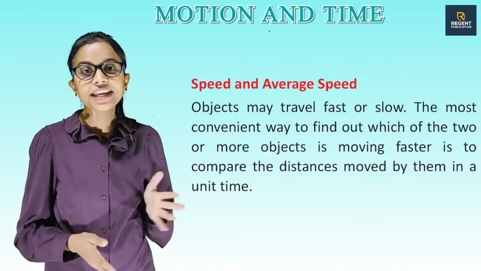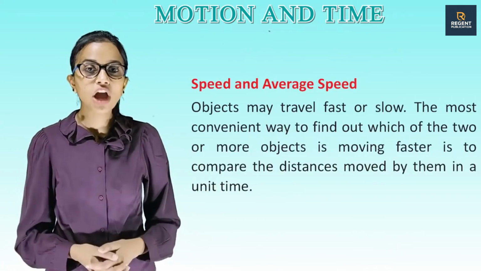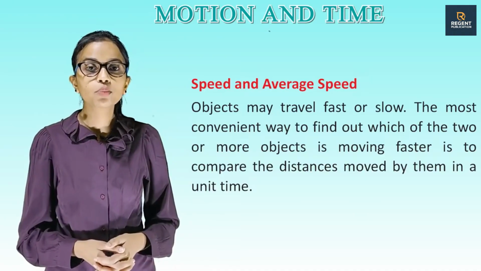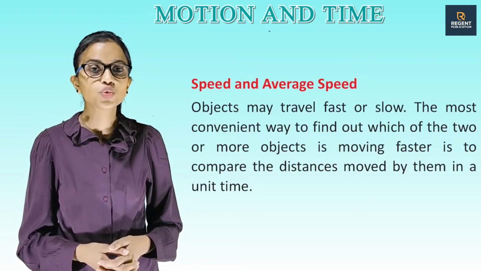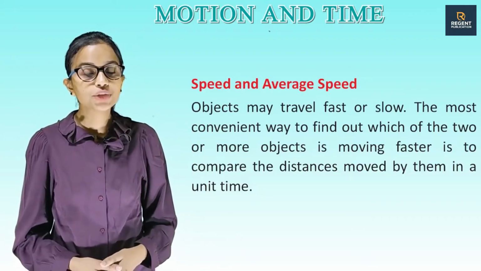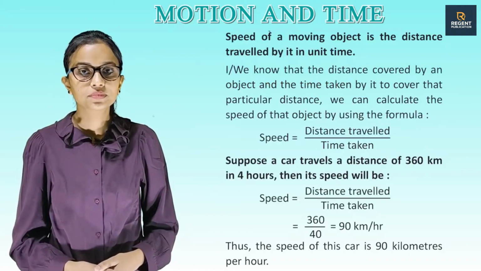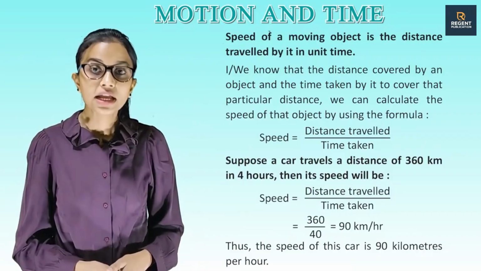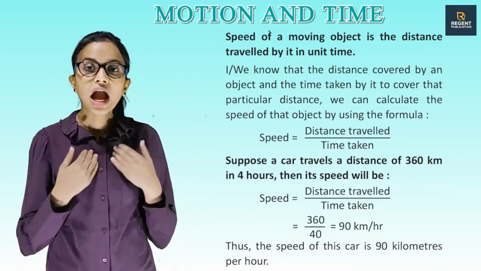Now, speed and average speed. Objects may travel fast or slow. The most convenient way to find out which of two or more objects is moving faster is to compare the distances moved by them in a unit time. Speed of a moving object is the distance traveled by it in unit time.